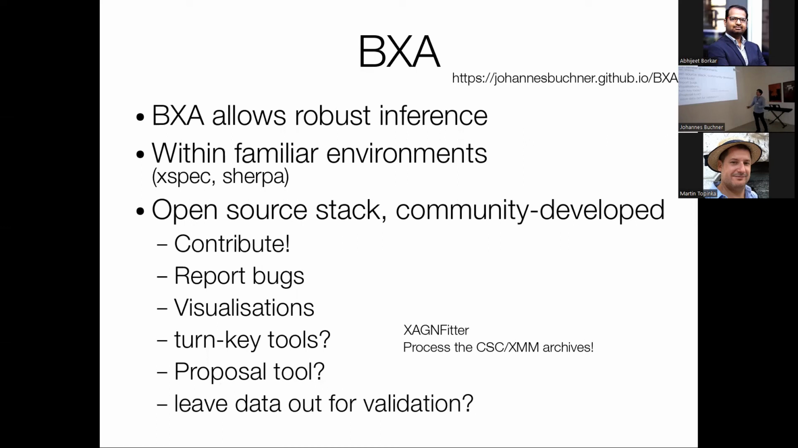So BXA, the idea is to do robust inference within environments you're already familiar with. It's open source and community developed, so you're very welcome to contribute to it, to report bugs, to add visualizations, for example. And you can build on top of it. You can build pipelines based on it and maybe make your own turnkey tool that you apply to your favorite class of objects. For example, I made a tool that can fit obscured AGN. And you just run it on the files you already have. You don't have to do much. You could, for example, make a tool that helps you write proposals.